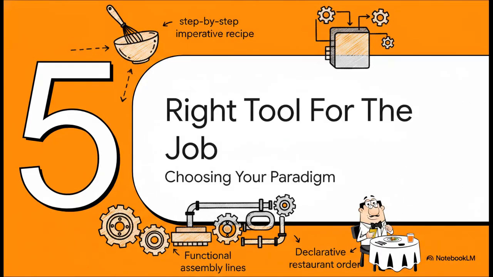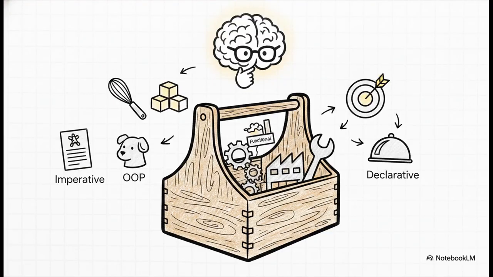And that brings us to our final section, choosing the right tool for the job. We've looked at the step-by-step imperative recipe, the real-world modeling of objects, the mathematical purity of functional assembly lines, and the goal-oriented declarative restaurant order. The absolute biggest takeaway from this explainer is that there is no single perfect paradigm. They are all simply lenses that guide how you think about logic.